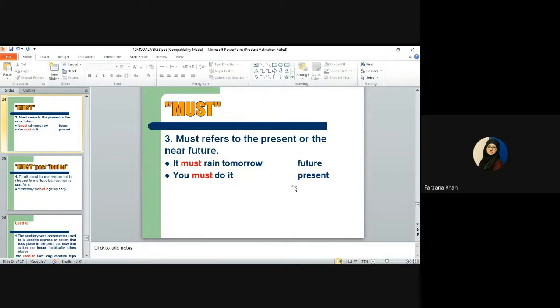You must do it means you are talking in the present way. So when we say that must is basically used to tell the present recommendation, or future recommendation, at the same time it refers to the present or the near future as well. It must rain tomorrow. You must do it.